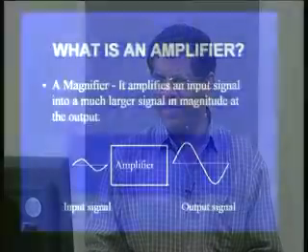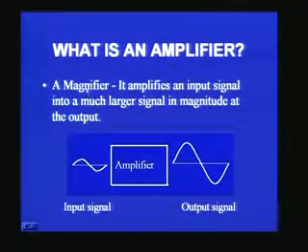So what is an amplifier? It is just a magnifier, something which will magnify an input signal into a much larger signal in magnitude. You know, a lens can be used to magnify small objects. In the same way, small electrical signals can be magnified at the output using amplifiers. I have just shown a block diagram here where the block is actually an amplifier. If I have a small sinusoidal signal at the input, the output becomes a very large signal.